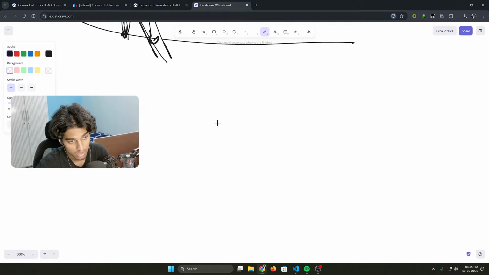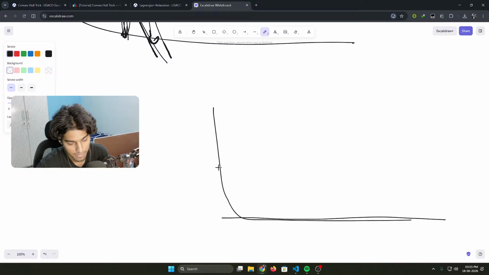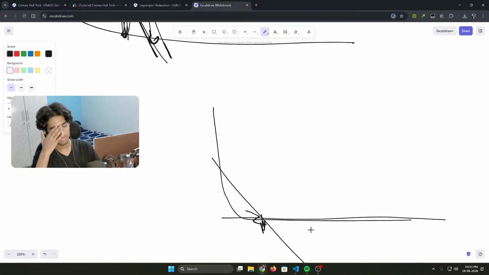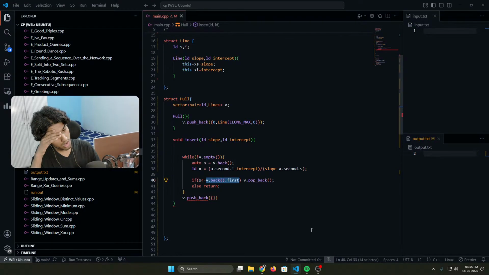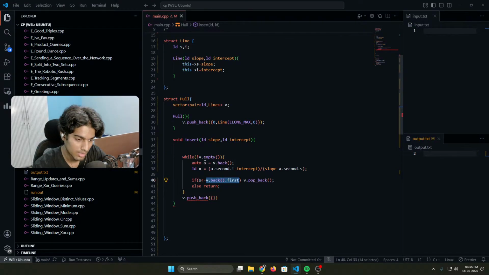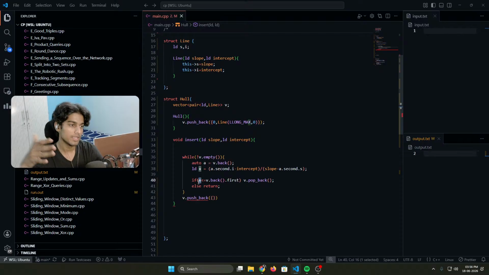So we have this line over here. Anything is going to have a greater intersection, so we can insert anything, no? If not empty, right? And this x is greater, then just return. Okay, if that is not the case, then we need to push back the intersection.